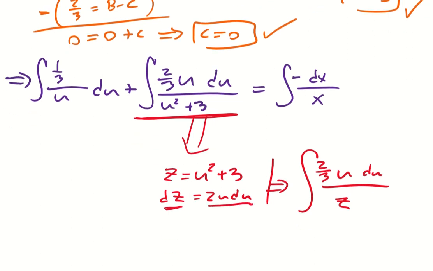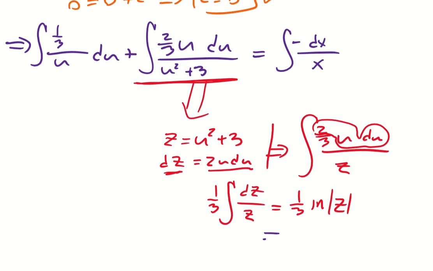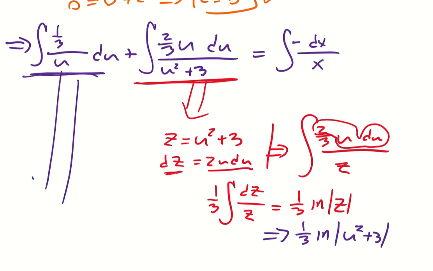So let's pull out the 1 over 3. So we have 1 over 3 times the indefinite integral. So 2u du is just dz, so we have dz over z. So that's just 1 over 3 times the natural logarithm of the absolute value of z. But we know what z is. It's u squared plus 3. And so we have 1 over 3 times the natural logarithm of the absolute value of the quantity u squared plus 3. Awesome.